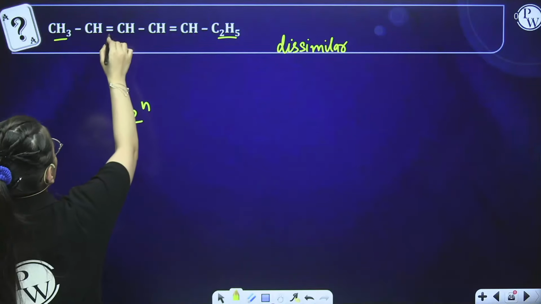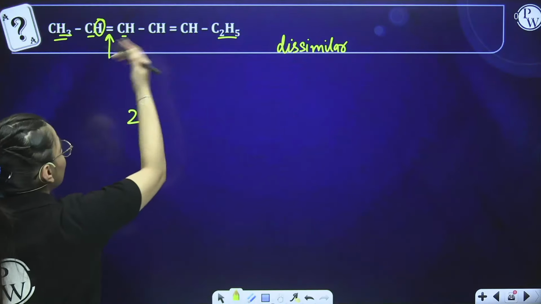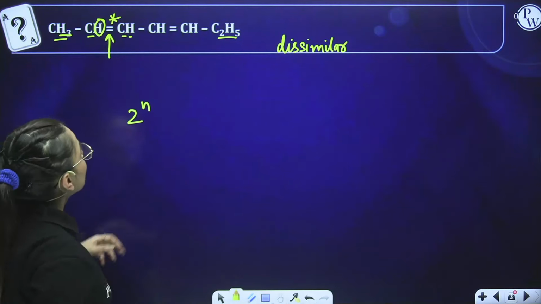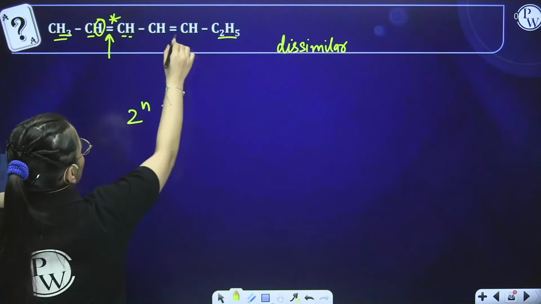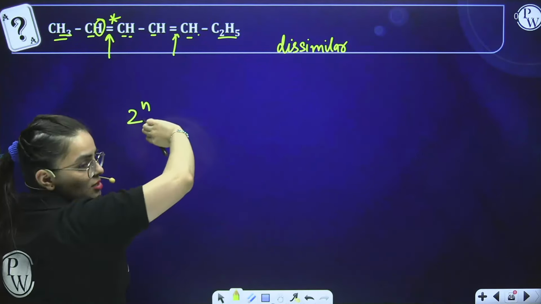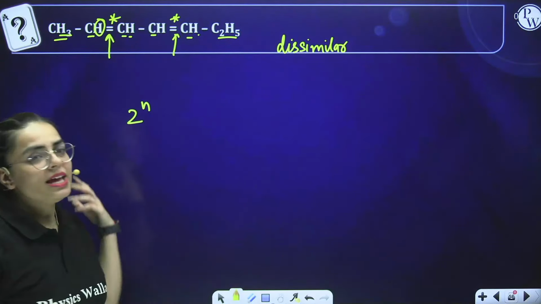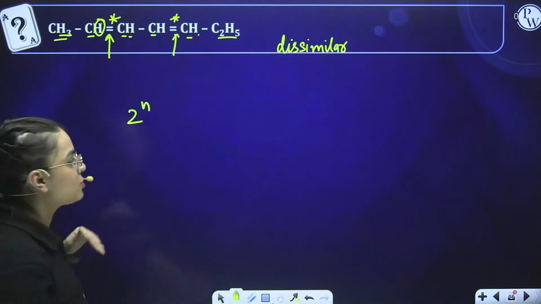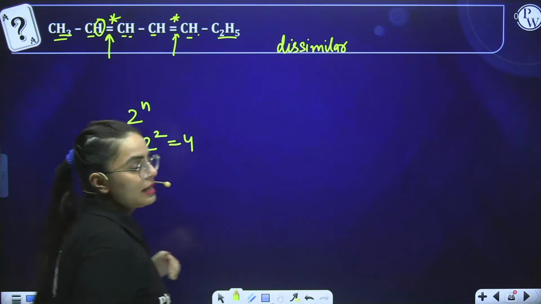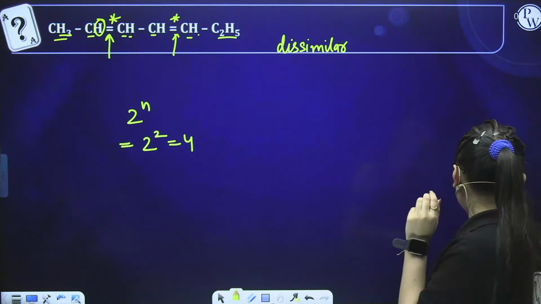Now let us see over here. If I talk about this double bond, these are the carbons. It has hydrogen and a CH3, different groups. It has hydrogen and another group. So here it is a stereogenic center. Now if I talk about this double bond, here also these are the terminal carbons. It has hydrogen, it has C2H5, different groups. Like the previous case, n is equal to 2 here also. So 2 raised to the power 2 comes out to be 4. So in the second case also, your answer comes out to be 4. Now let us see the next case.